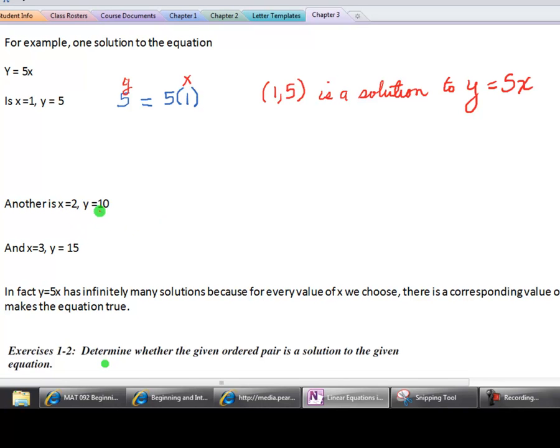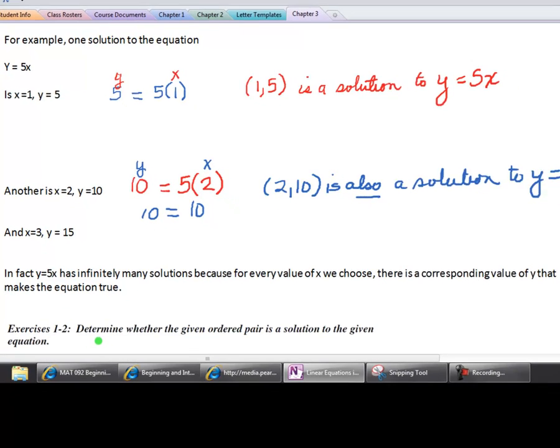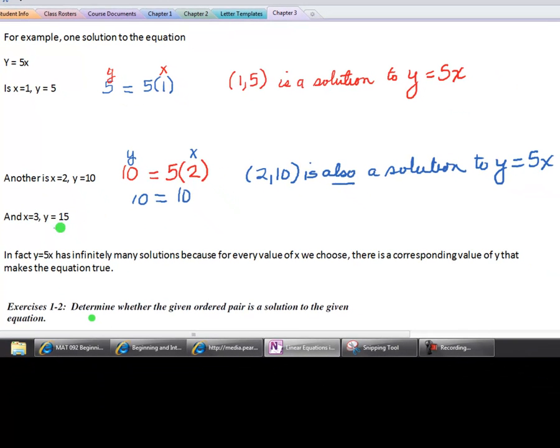Alright, another solution is when x is 2, y equals 10. So let's substitute and check that. 10 equals 5 times 2. Again, our 10 was replaced into our y, and our 2 was substituted into our x, and so we do get 10 equals 10. So we say that (2, 10) is the solution to y equals 5x. That's another solution. So we've already found 2. And here's the third one. When x is 3, y equals 15, as you can see by substitution. So (3, 15) is also a solution to y equals 5x.